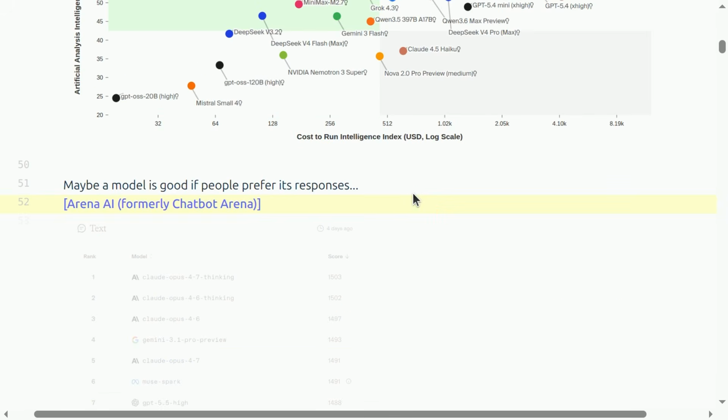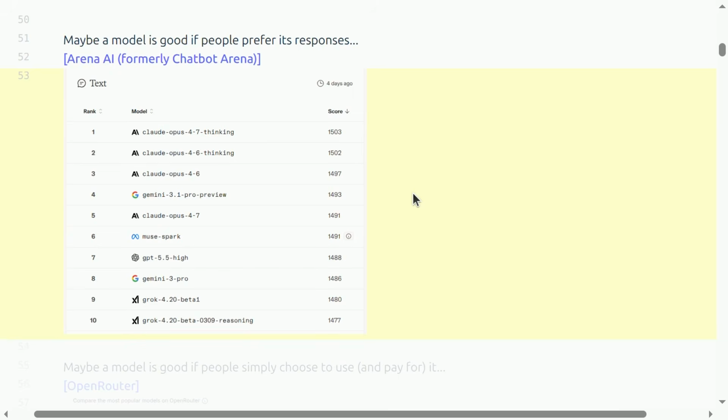But maybe a model is good if people just prefer it. Later, we'll also go a little bit more into depth. This is the take that Arena AI, formerly known as Chatbot Arena, takes. And you can form a ranking of models based on whether people like it or not.